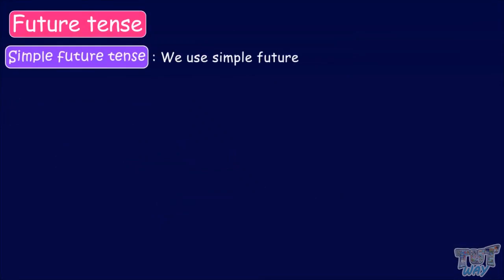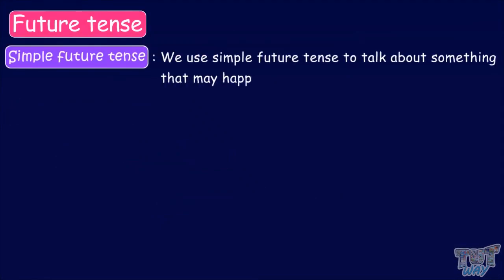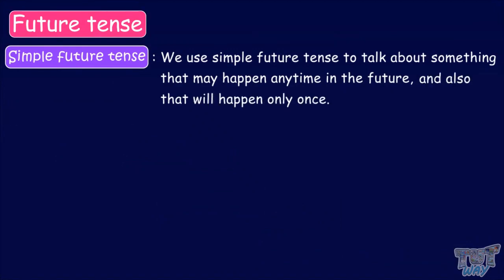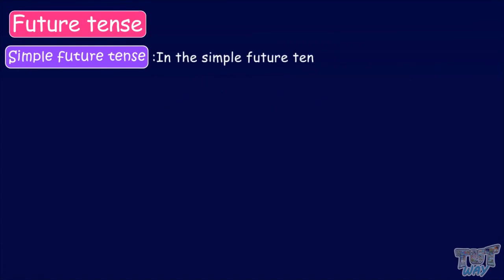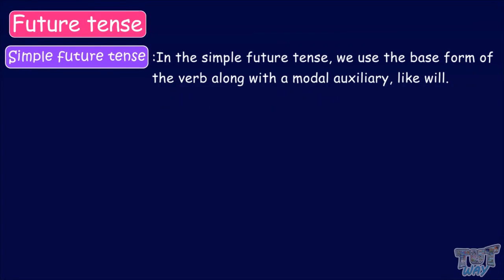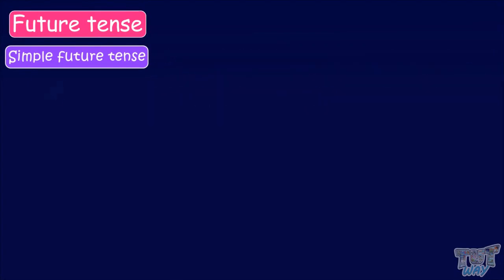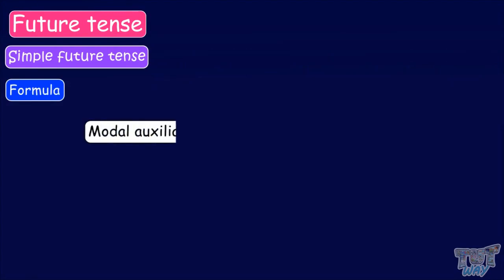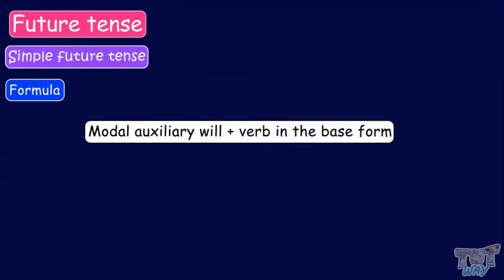We use simple future tense to talk about something that may happen any time in the future, and also that may happen only once. In the simple future tense, we use the base form of the verb along with a modal auxiliary like will. So the formula for forming a simple future tense is modal auxiliary will along with the verb in the base form.